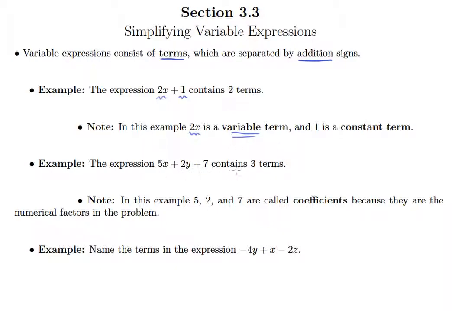In this expression, we have three terms, right? Because here's a term, there's an addition sign, so here's a separate term, another addition sign, so there's a separate term. Of course, both 5x and 2y, those are variable terms. And 7 would be a constant term.